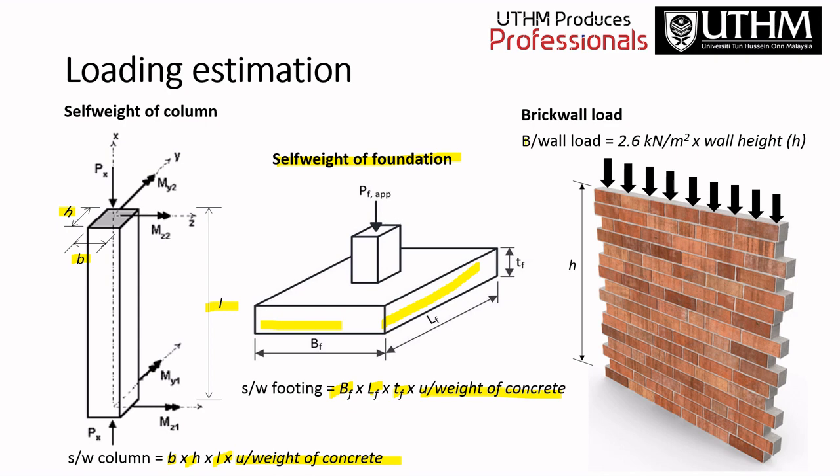For brick wall, you can use 2.6 kilonewton per meter square times wall height. So how tall is your building? You just times this by 2.6 kilonewton per meter square, so you can get the load per meter run.